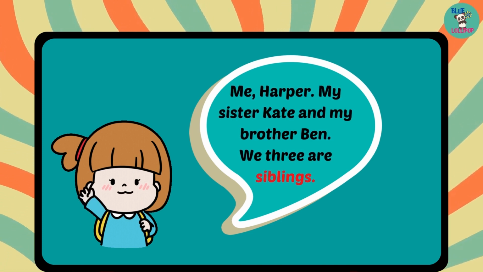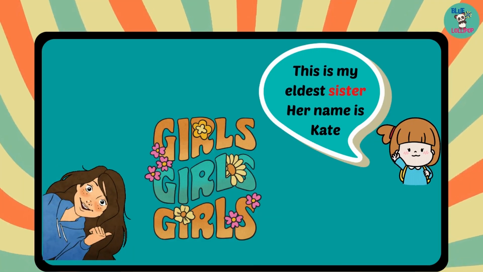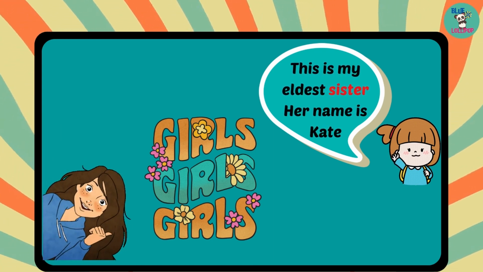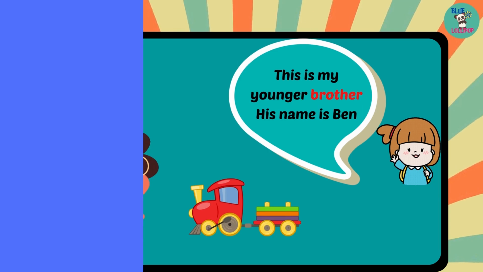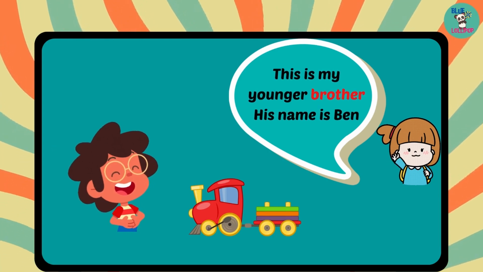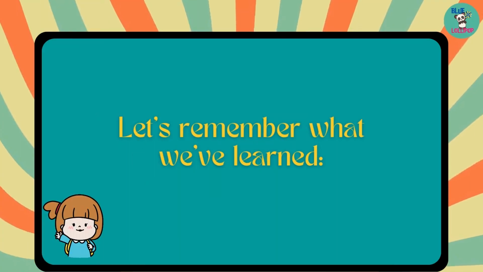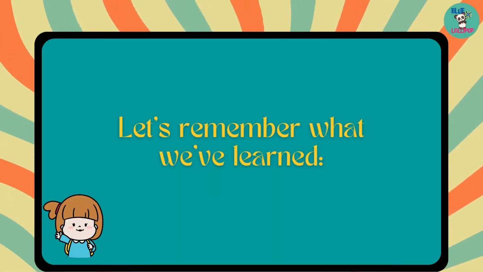We 3 are siblings. This is my eldest sister. Her name is Kate. This is my younger brother. His name is Ben. Let's remember what we have learned.